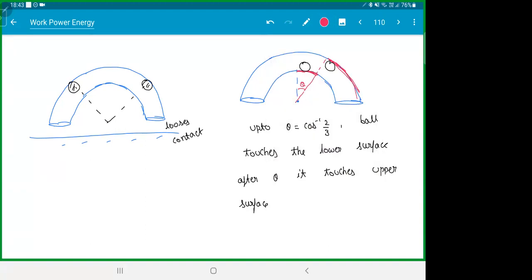So at this instant, the centrifugal forces here, mv square by r, are balancing this weight, capital Mg. That's why it lifts off. This is the reason why it lifts off. Understood? So when you throw the ball, it will touch the lower part, then it will go and hit the upper part, and it will slide on the upper part.